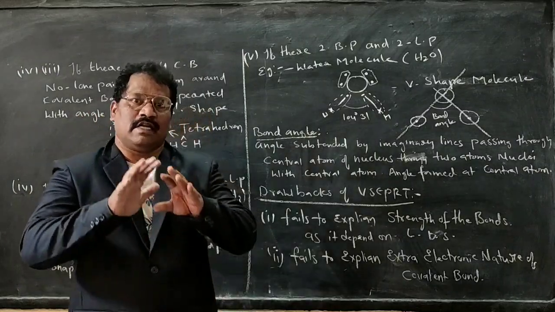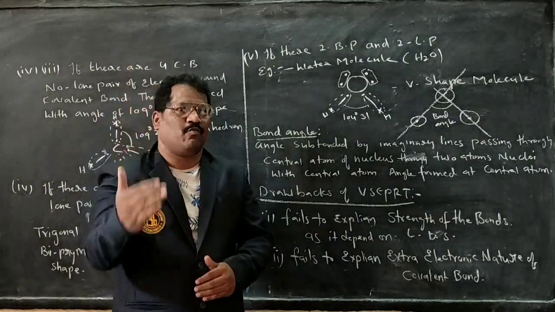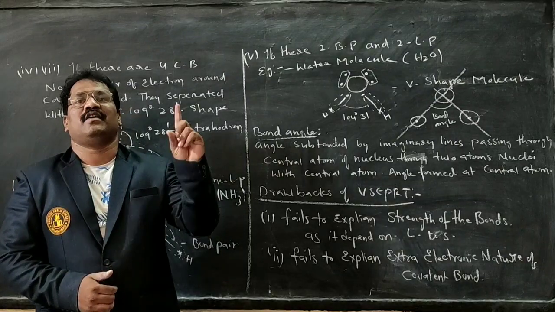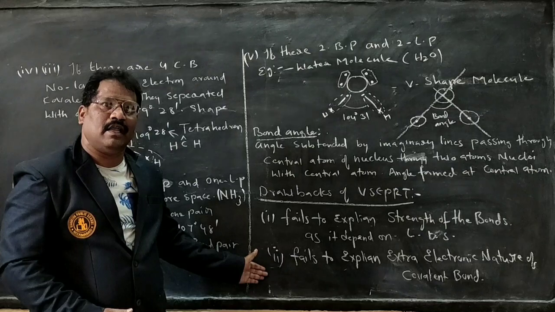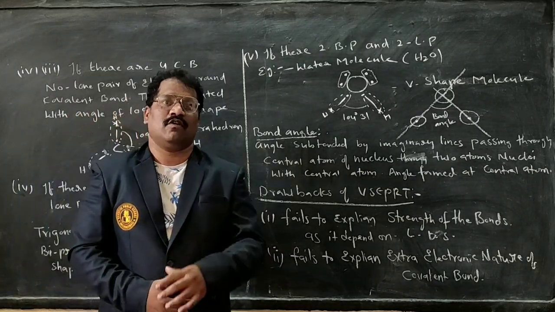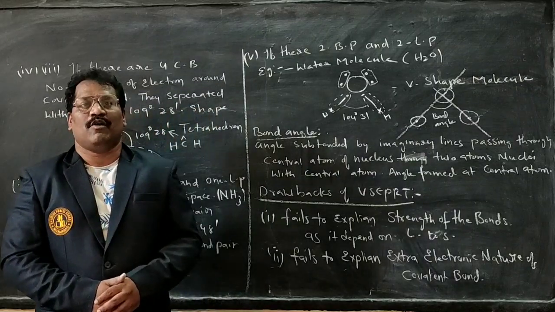So children, try to concentrate on this particular topic. Prepare the worksheet also; directly a 4 marks question can be asked. Individually, each point can be asked for 1 mark or 2 marks. Or the drawbacks of VSEPR theory can also be asked for 2 marks. Thank you. Tomorrow we'll continue our class with the valency bond theory.